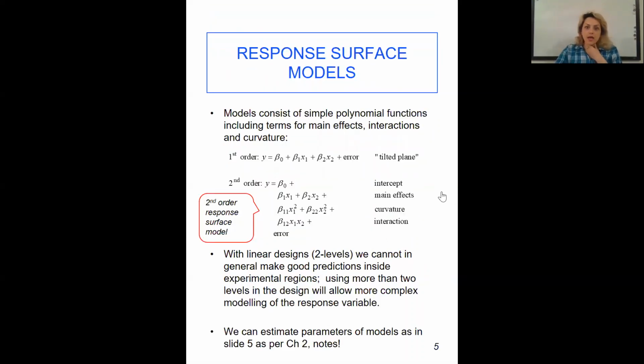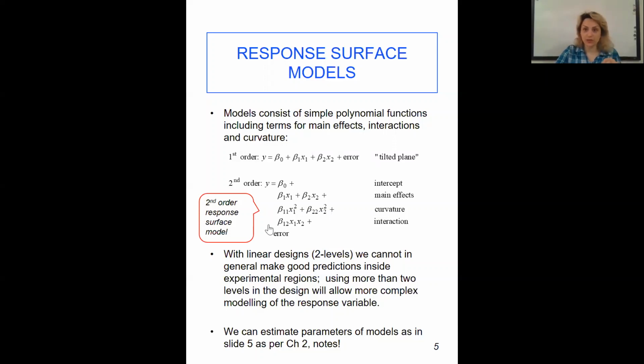Okay, let's see what the response surface models are. What do we call a response surface model? Look at here. This model that you see here is the first order. It's like beta 0 plus beta 1 x1 plus beta 2 x2. Even let's say we have beta 12 x1 times x2, the interaction of it. It's the first order, right? And when it's the first order, if you draw it, it's going to be a flat plane.